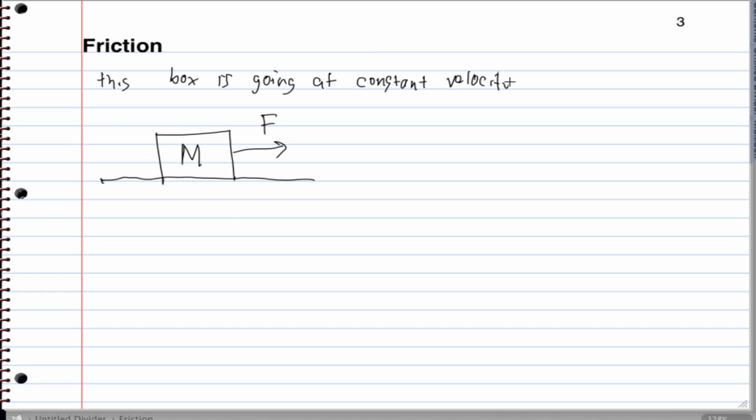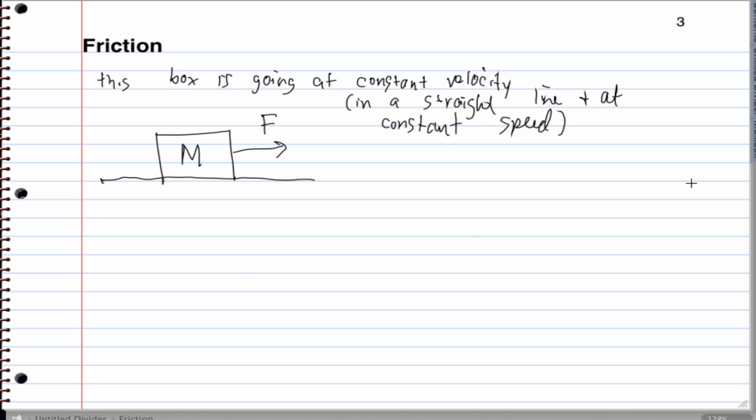And let's be clear on what that means. Constant velocity means in a straight line and at constant speed. So that's what constant velocity actually means in this situation and in any situation. Whenever an object is moving at constant velocity, that means it's moving in a straight line and at a constant speed.